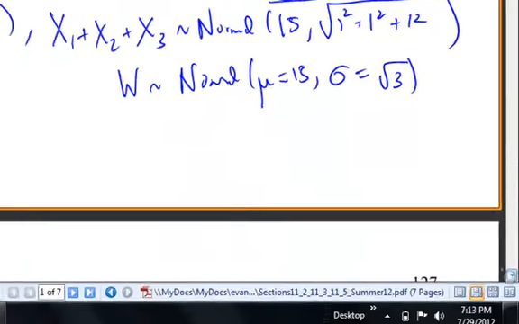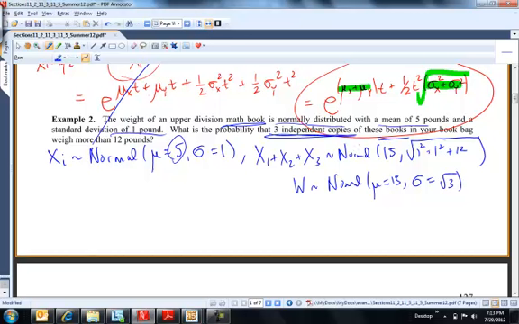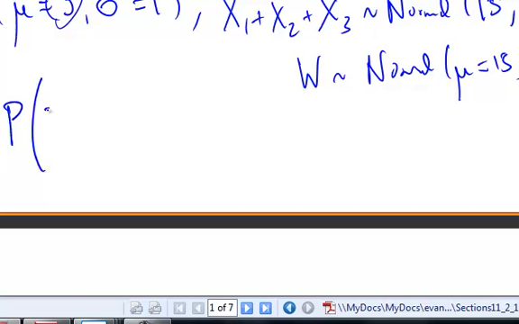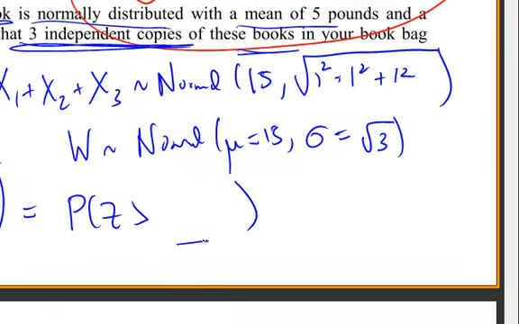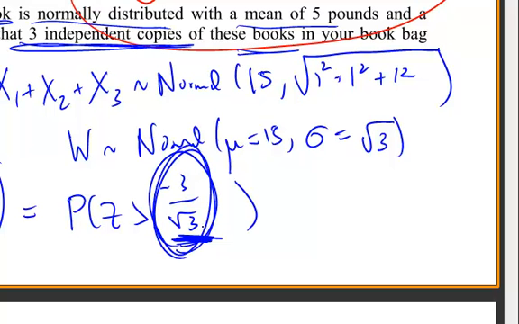And so what was the question? What's the probability these books weigh more than 12 pounds? So what's the probability the total weight is more than 12 pounds? I'm just going to do it like we do with a z-score. That's the probability that a normal(0, 1) is greater than (12 minus 15) divided by the square root of 3. So this is the probability that Z is bigger than, I'm sorry, I didn't figure this out beforehand, whatever negative 3 divided by the square root of 3 is. And then I would look up in my z table whatever value this is and estimate the probability.